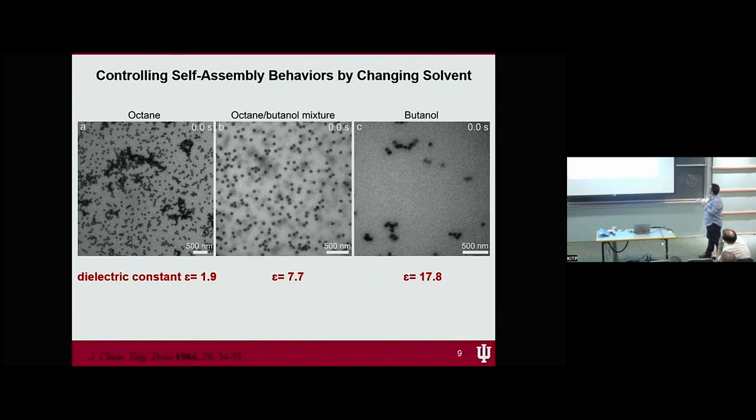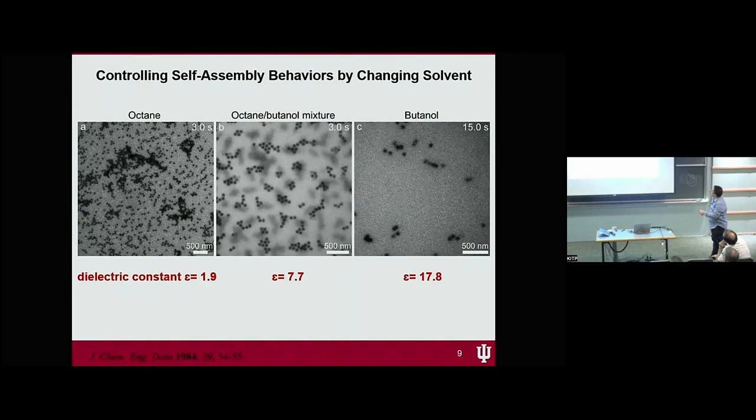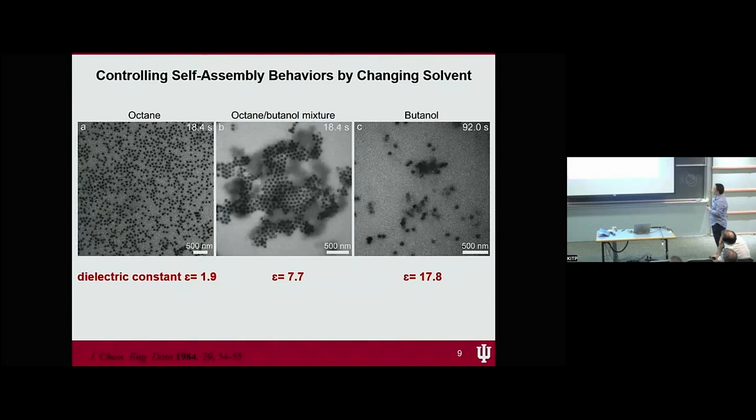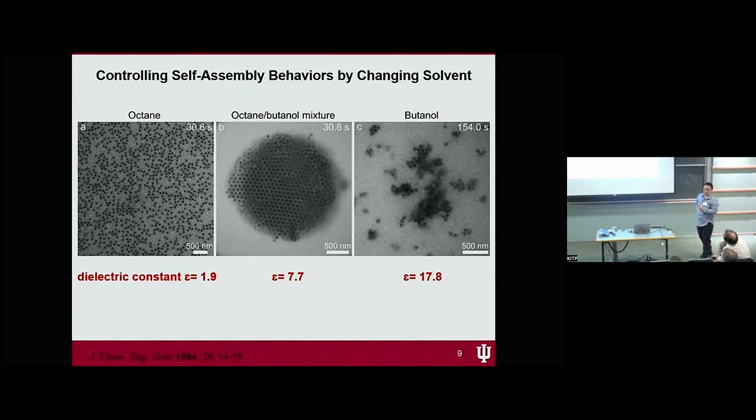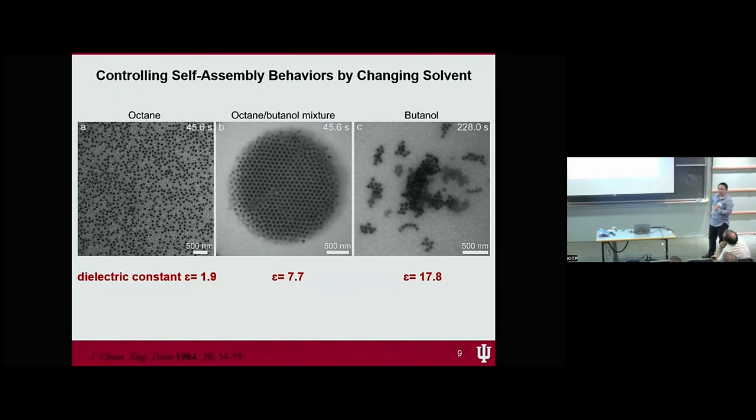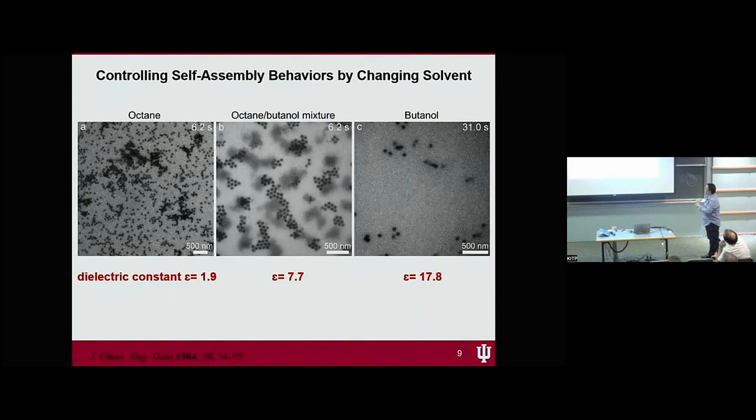So the next experiment we did is the following. We fixed the electron beam dose rate to be around 10 electron per angstrom square per second. And as shown in this set of movies, in octane upon electron beam illumination, the particles started moving and they remain mobile, but they never come close to each other. On the contrary, we also used a very polar solvent, in this case butanol, and the same particle behaved quite differently. Okay? They quickly aggregate into this disordered agglomerate.